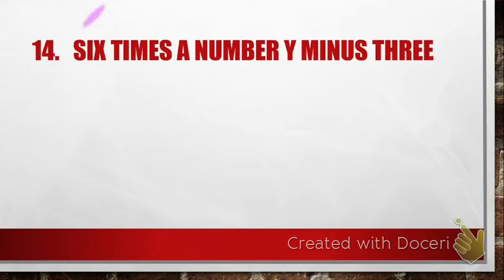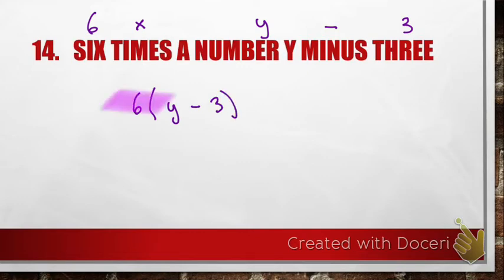Okay, I've got 6, and it looks like multiplication, a number minus 3. So we got minus, we got a 3, and we've got a y. Okay, so this is where we're going to have to do some critical thinking. So it's the 6 times a number, which indicates that this is a parentheses problem, as you can see with our rules. So 6, and I'm going to put a parentheses, and then it says a number y minus 3. So I'm going to go ahead and do y minus 3 in the parentheses, and then this would be my expression that I would write.